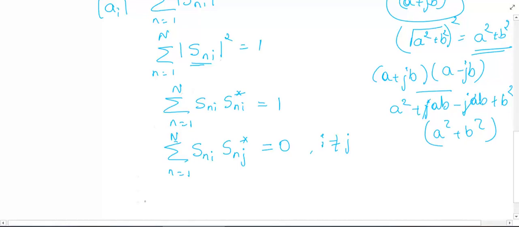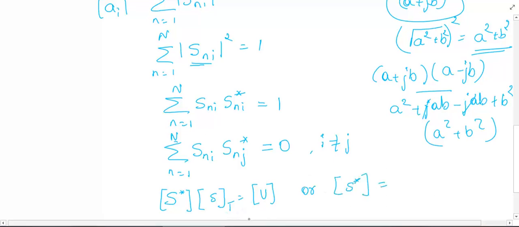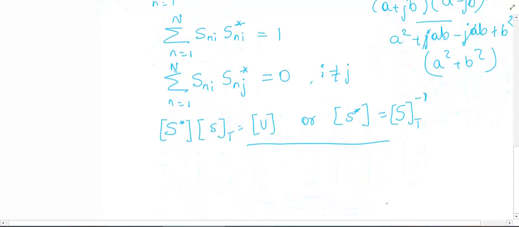In another form, I can write this as S matrix complex conjugate into S transpose will give you U, that is the identity matrix. Or this can also be written as S complex conjugate is equal to, if I take it to the other side, S matrix transpose power minus 1. These are called your unitary property. I hope you all understood.